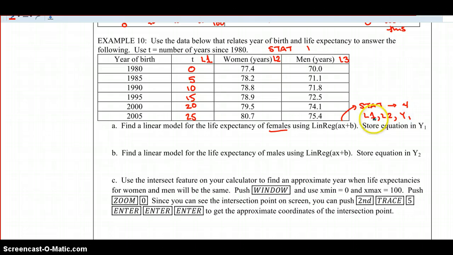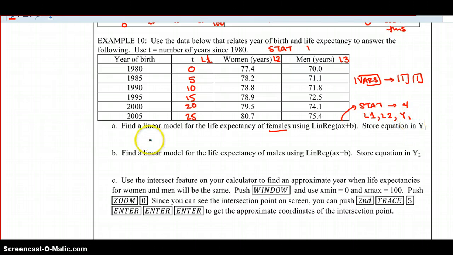Okay, so to type L1, we hit second function 1, and then the comma key is above the 7 key. To type in L2, we're going to hit second function 2, and then again a comma. And now to type Y1 we have to push variables, and then right arrow over, and then 1, and then 1. Okay, so that'll type a Y1. And then we're going to push enter.